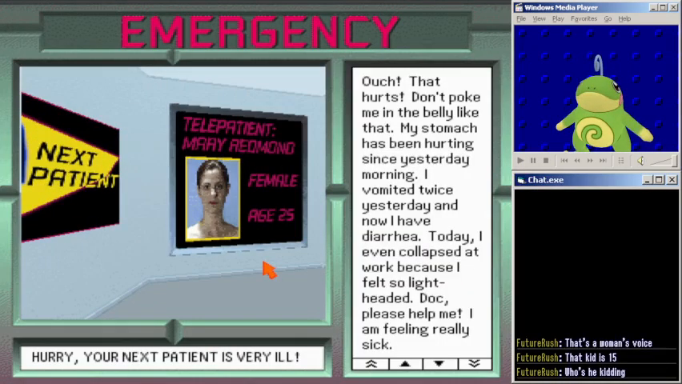Ow! Oh, that hurts. Don't poke me in the belly like that. Oh, my stomach has been hurting since yesterday morning. I vomited twice yesterday, and now I have diarrhea. Today I even collapsed at work because I felt so lightheaded. Doc, please help me. I'm feeling really sick.